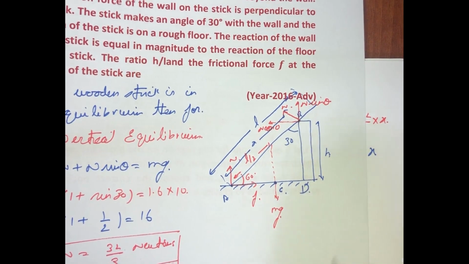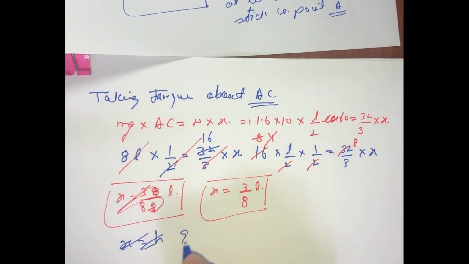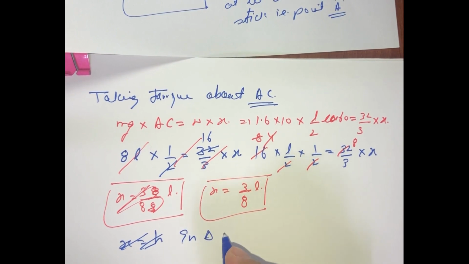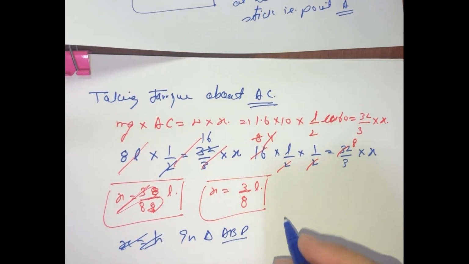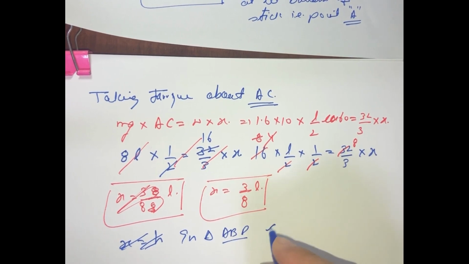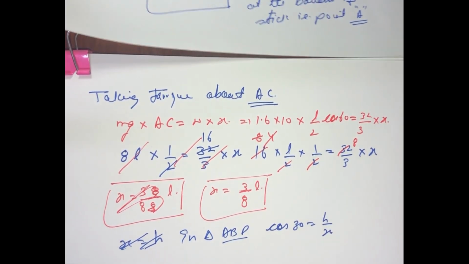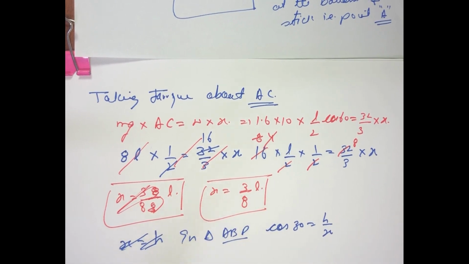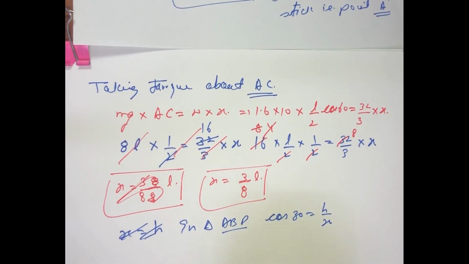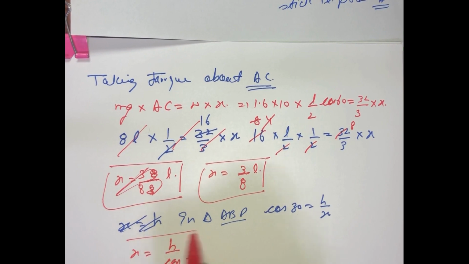So in triangle, this is A, B, C, and let us say D. So in triangle A, B, D, we get cos of 30 is equal to h upon x. So from here we can say that x is equal to h upon cos of 30. So now we have two equations for x. This is 1 and this is 2.